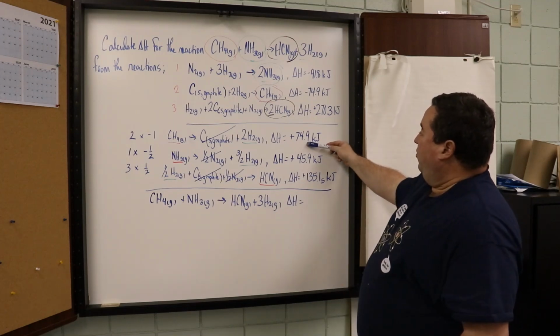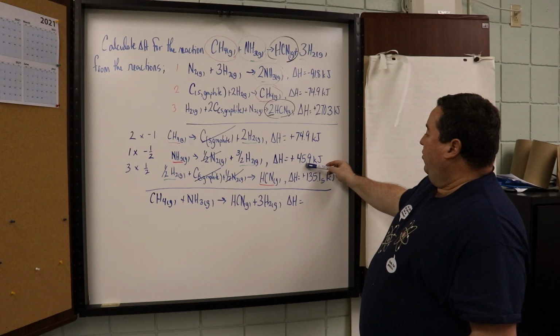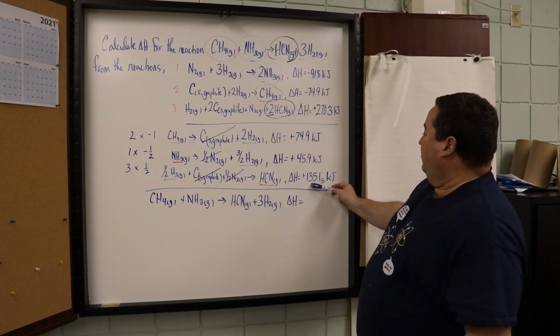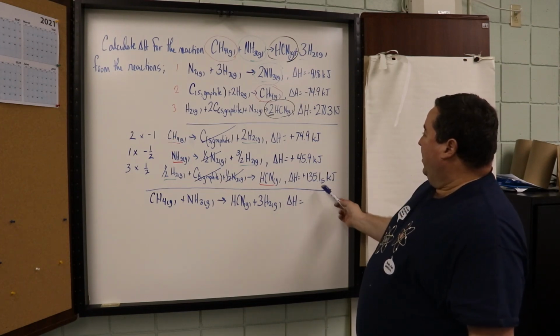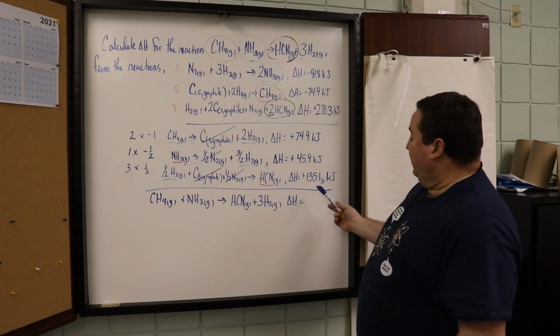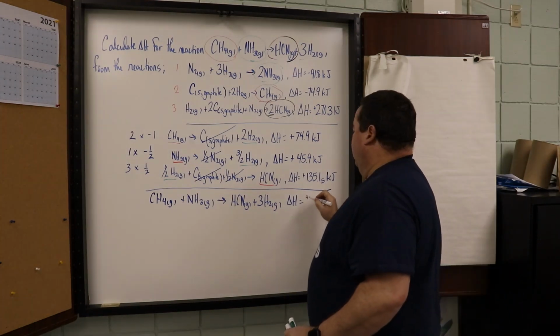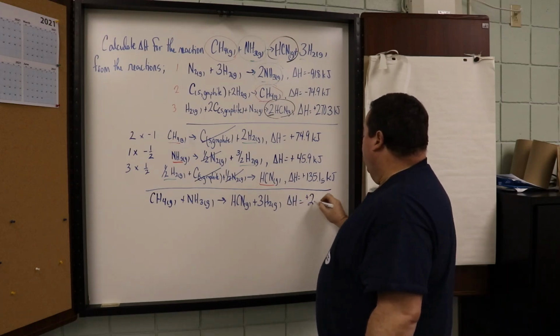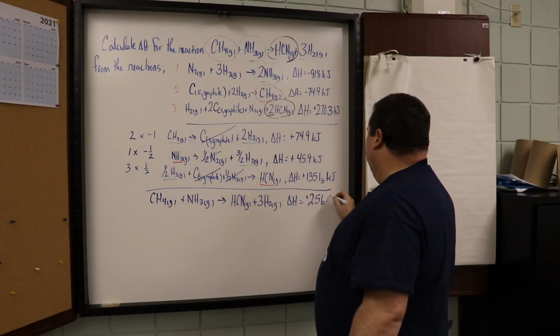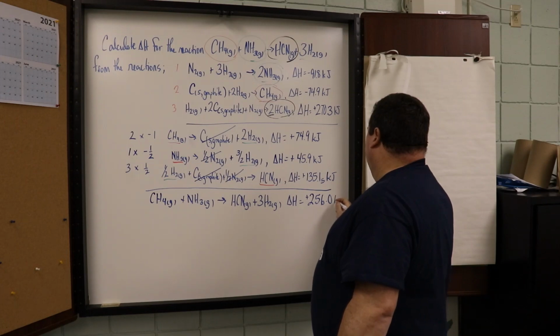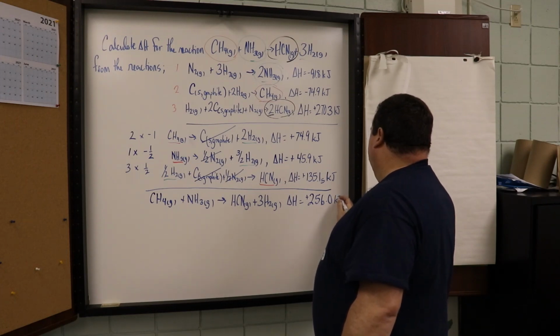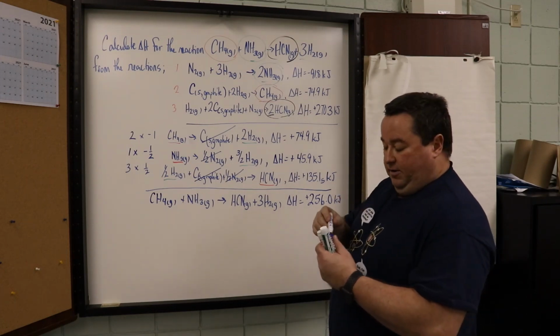So it's 74.9 plus 45.9 plus 135.15, and then we round to the least number of decimal places to get our answer. So I get positive 256.0 kilojoules, and I hope you check that and make sure that I got it right.